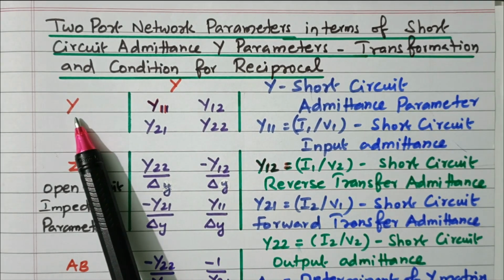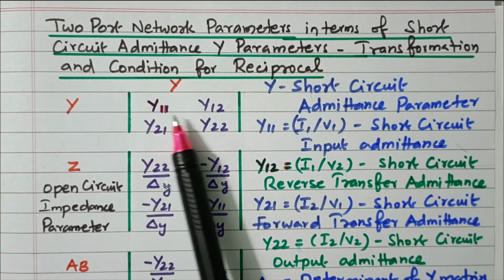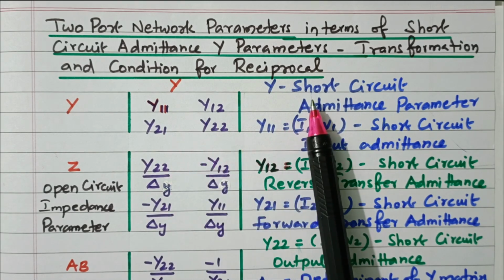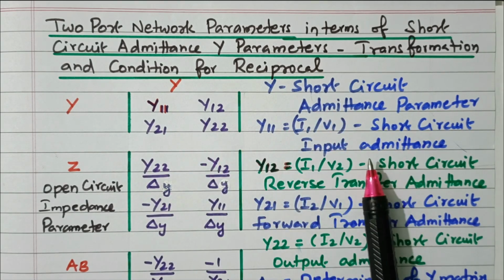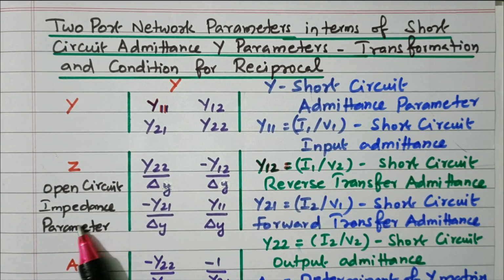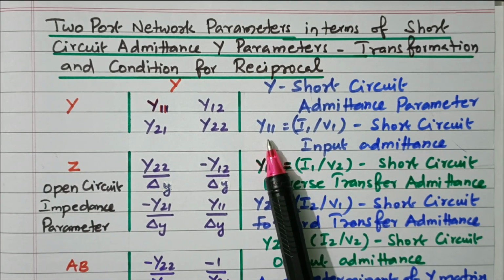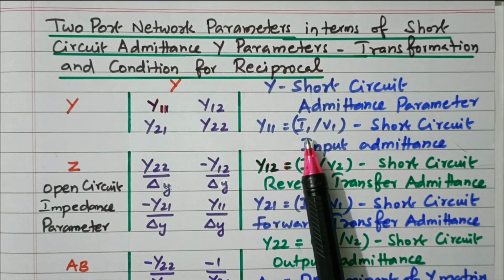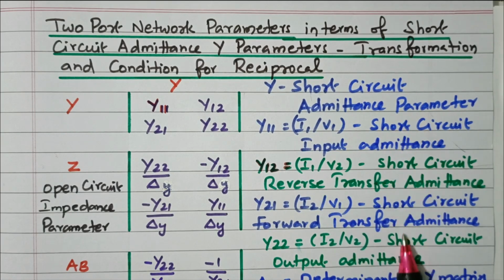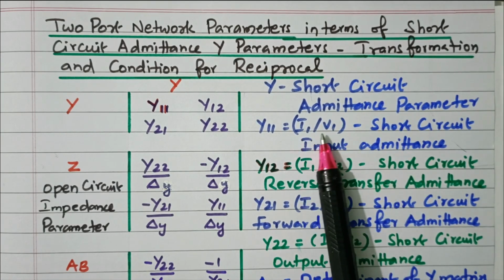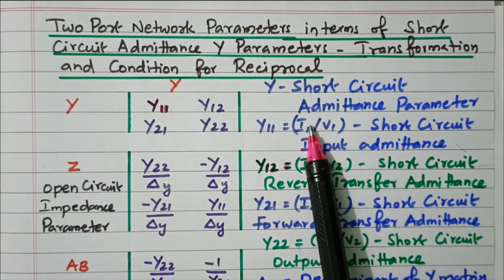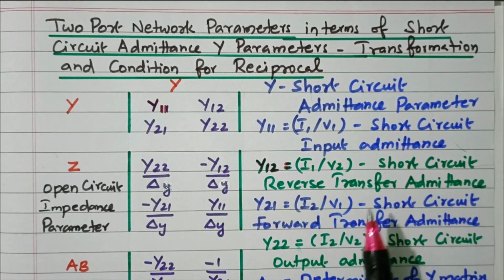First, the Y parameter is given. The matrix is Y11, Y12, Y21, Y22. What is the Y parameter? Short circuit admittance parameter, so the output side is short circuited. In case of Z, it means open circuited, that is the impedance parameter. Now we'll see what Y11 is. Y11 is I1 by V1, so short circuit input admittance. All are short circuit only. Here I1, V1 means input. So I by V means admittance, right? So input side admittance, short circuit input admittance.